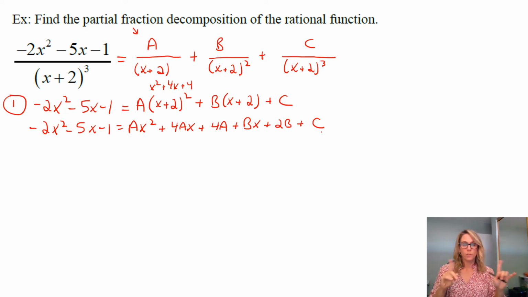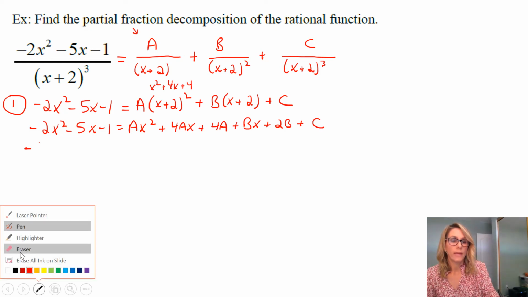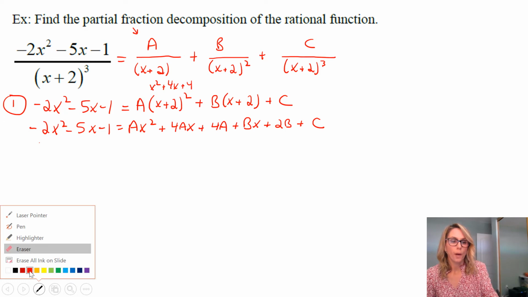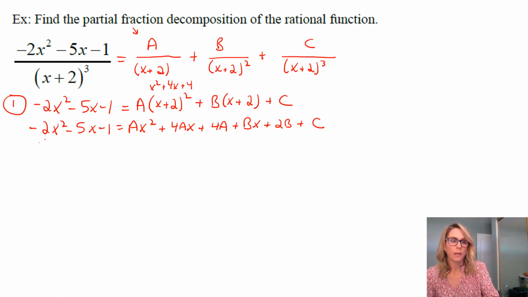And then, just like we did before, we combine things that are alike on the right-hand side. But understand that when I say alike, I mean we have to think about what's in front of the x squared, what's in front of an x, and what constants we have. So that's what we're doing here.